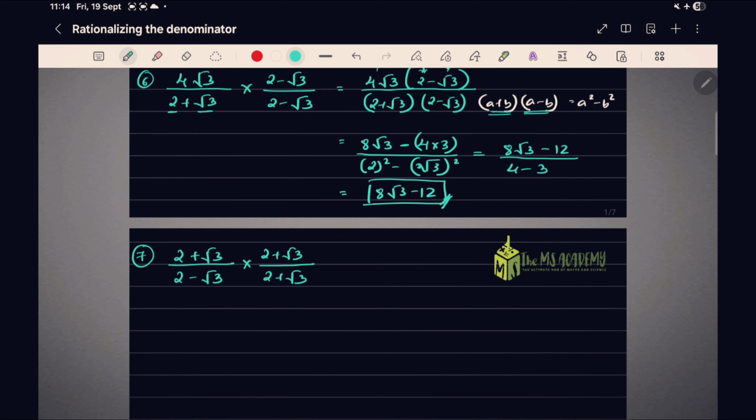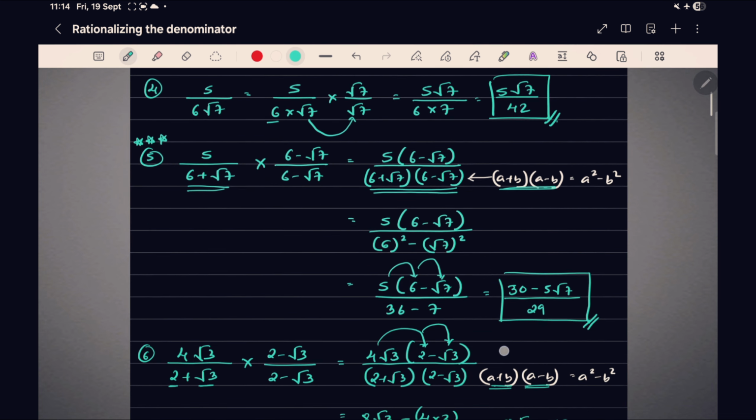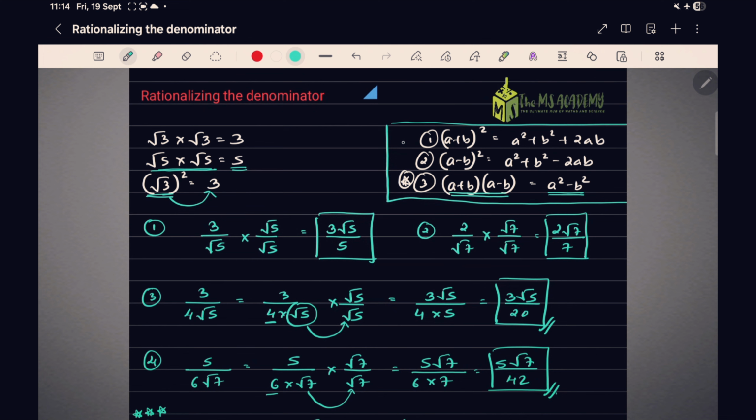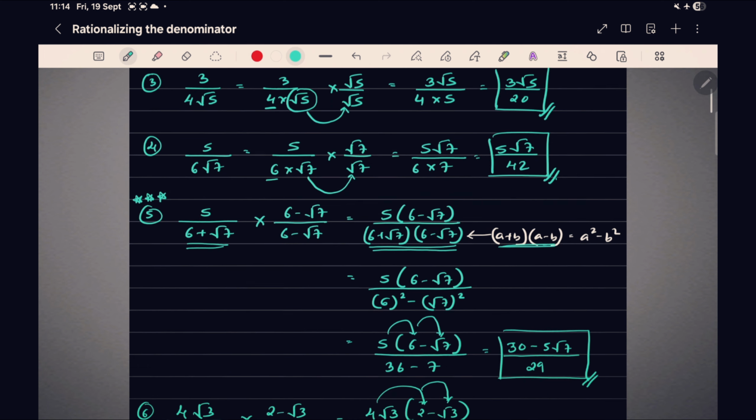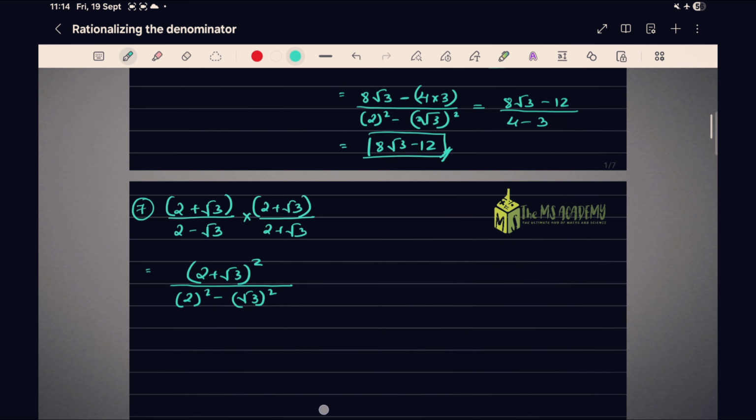Now carefully look at the numerator. We have 2 plus root 3 once, we have 2 plus root 3 twice, so I can write this as 2 plus root 3 the whole square upon 2 square minus root 3 the whole square. Okay, now if you see, we have created the first identity over here, a plus b the whole square, which is written over here in the format of 2 plus root 3 the whole square.